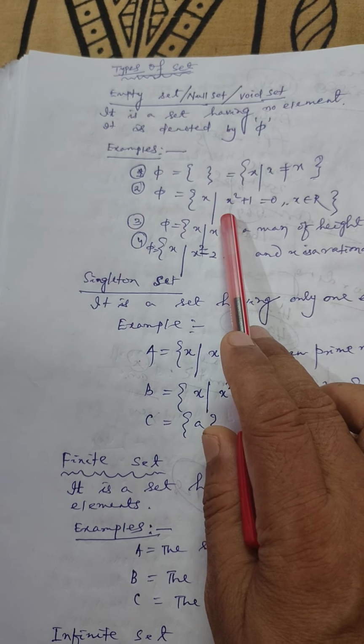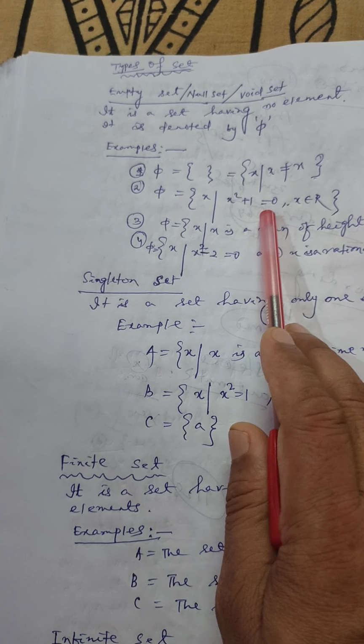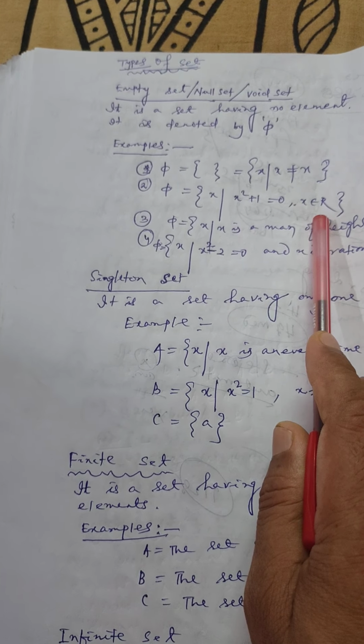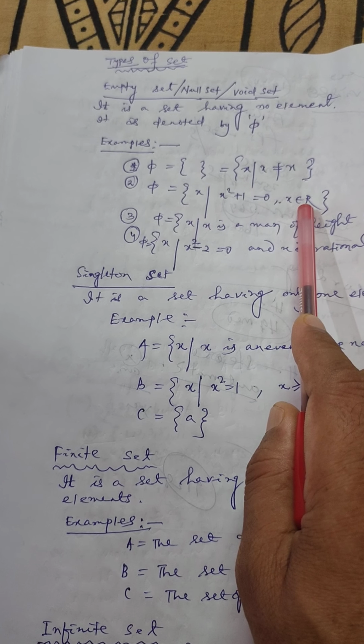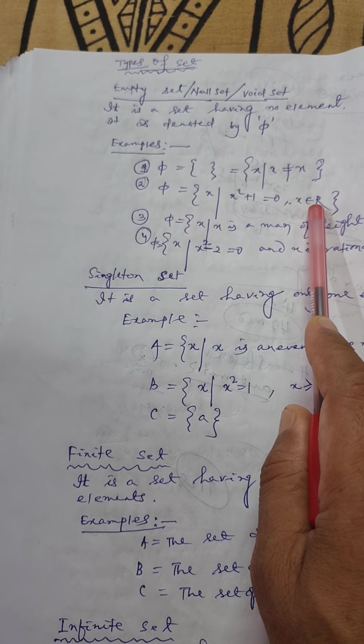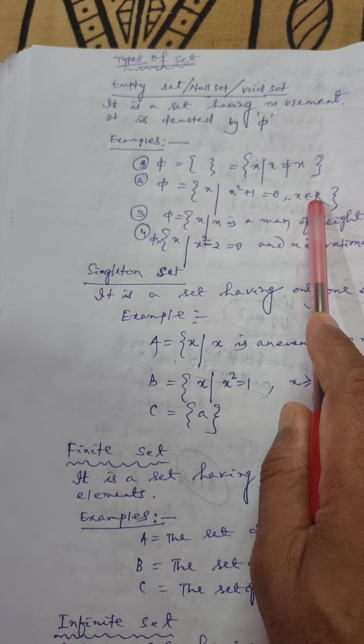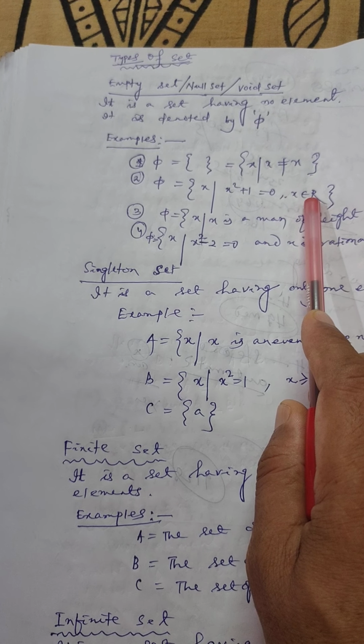Another example is the set of all x such that x square plus 1 is equal to 0 and x belongs to R. Definitely we won't find any real number for which x square plus 1 is 0. Therefore, this set does not have any element. Hence, it is a null set or empty set.